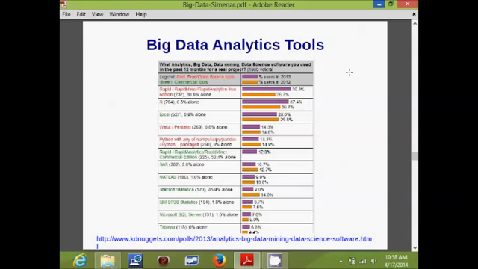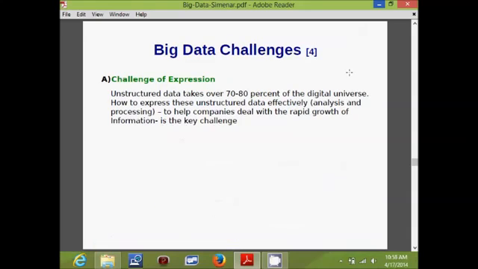Since we already know that unstructured data takes over 70 to 80% of the digital universe, how can we express this unstructured data? How to express these unstructured data in an effective way that helps in managing, analyzing, processing this data. This is a challenge. We need to do that in order to help companies deal with rapid growth of information. This is a key challenge in this issue.